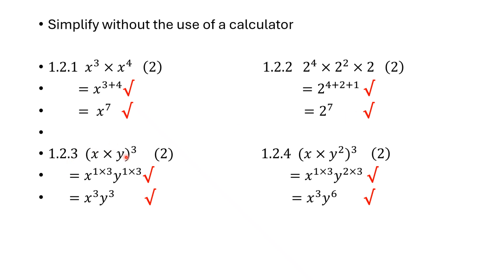1.2.3, we have x times y in brackets raised to the power 3. So when something is raised to a further power, we always multiply the exponents inside with the exponents outside. So 1 times 3, and there 1 times 3. 1 mark for multiplication. 1 times 3 is 3, and that is 3. So I have x to the power 3, y to the power 3.